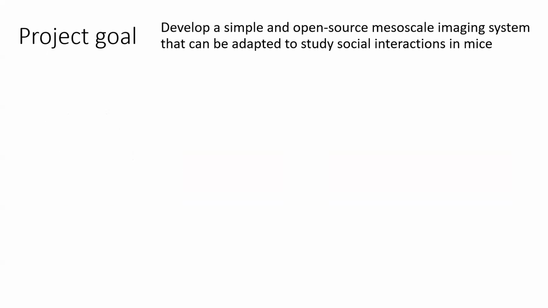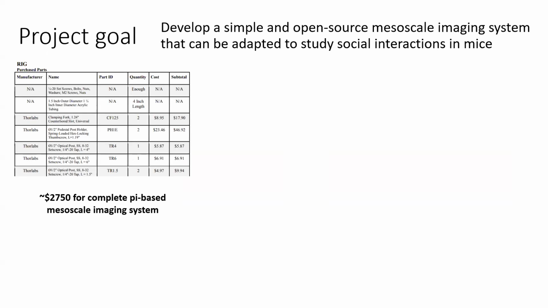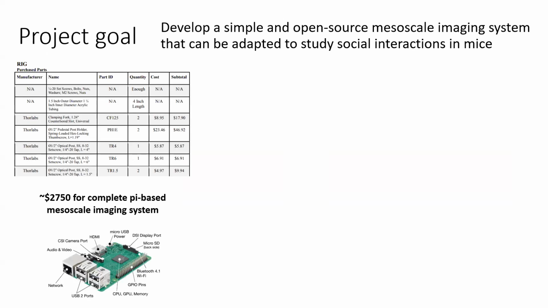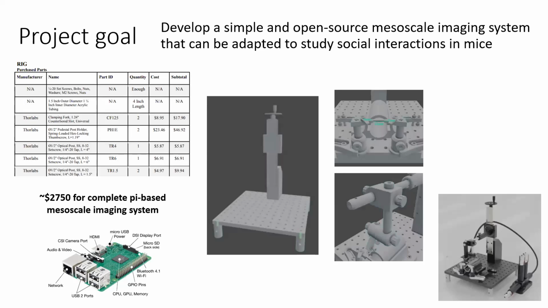So the goal of this project is to develop a simple and open source mesoscale imaging system that can be adapted to study social interactions in mice. And so to this end, we've developed a build guide with parts lists and costs for building your own Pi-based mesoscale imaging system. So this is an image of a Raspberry Pi, which is basically a small credit card-sized computer. Along with this, there's step-by-step assembly instructions for completing your own Pi-based imaging rig. This is all for under $3,000.